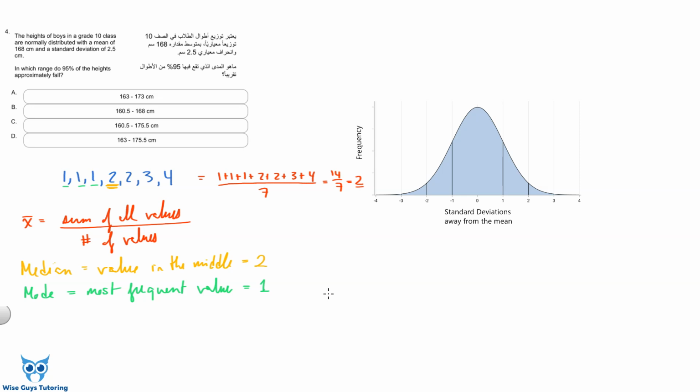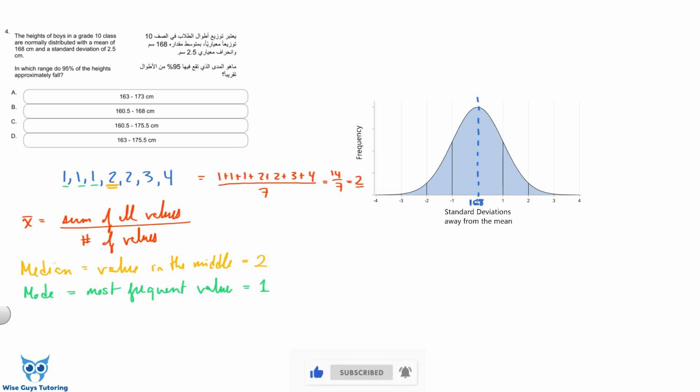So that's what mean, median, and mode are. And they're measures of central tendency. Basically, what that means is they're aiming for the middle here. And in a normal distribution, when they tell you this is normally distributed, that means all of them are the same. And they've told us that this value here is 168. Now, it says the standard deviation is 2.5.